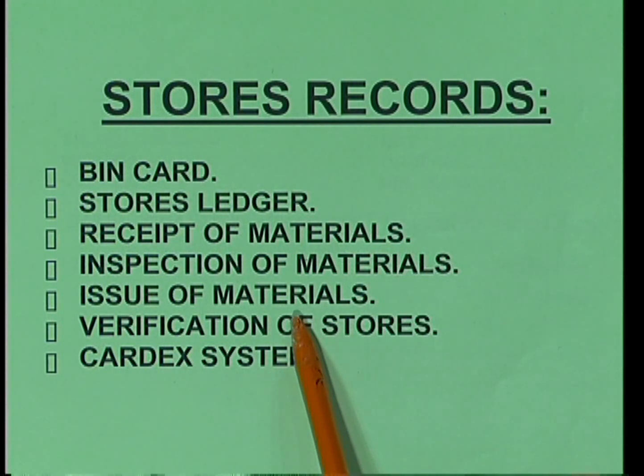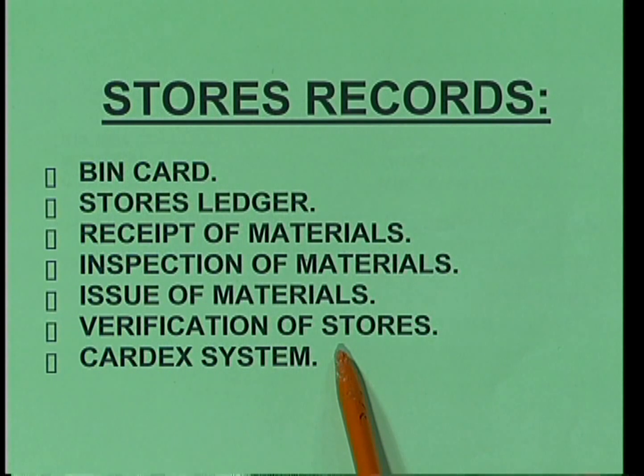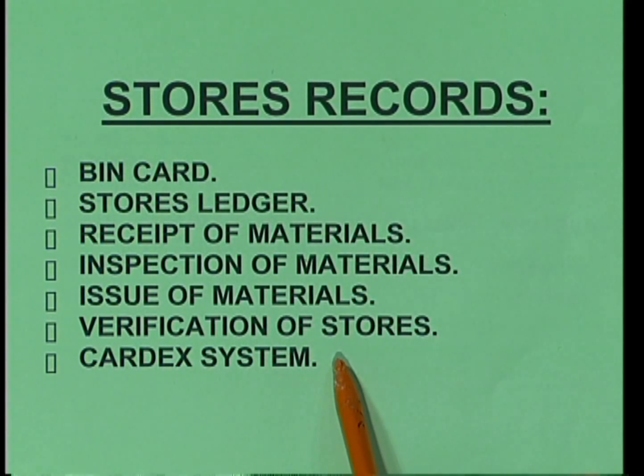So for that, an issue of materials form will be there, which should be submitted to the storekeeper, and then it will be given. What that form looks like, we will see later. Verification of stores: at any time we can go for verification. There are two types, perpetual verification and annual verification, to check whether the stock is according to the specifications and to the stock written in the bin card or ledgers, and whether it is available or not.